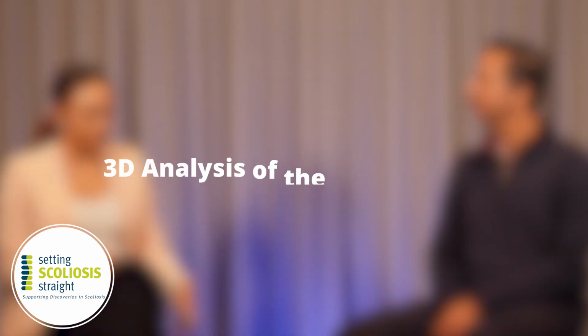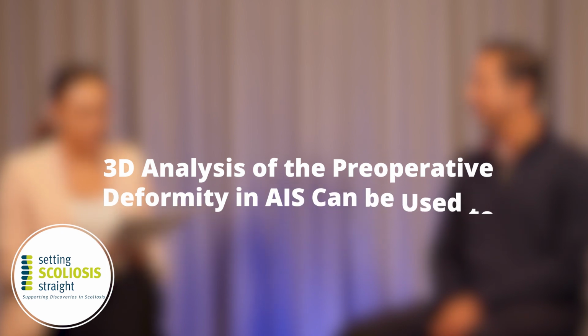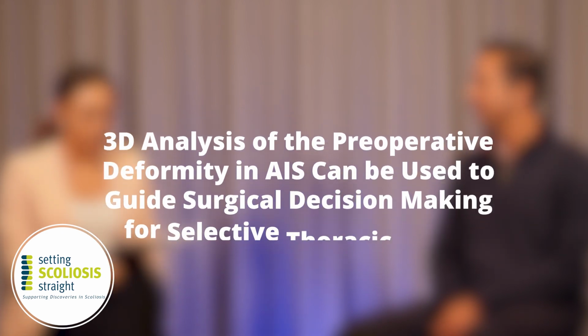So Dr. Upasani, can you tell us a little bit about the abstract you did on how 3D analysis of the preoperative deformity in AIS can be used to guide surgical decision-making for selective thoracic fusion? Sure. So first of all, selective thoracic fusion is one way to surgically treat children with adolescent idiopathic scoliosis.